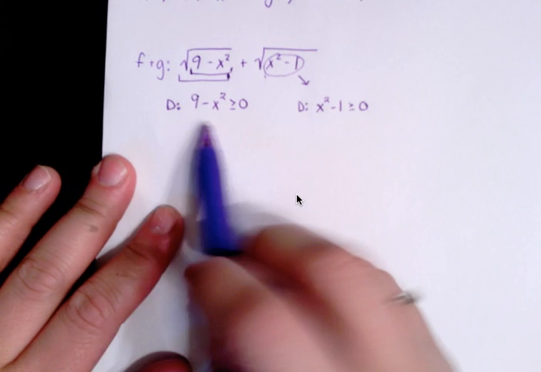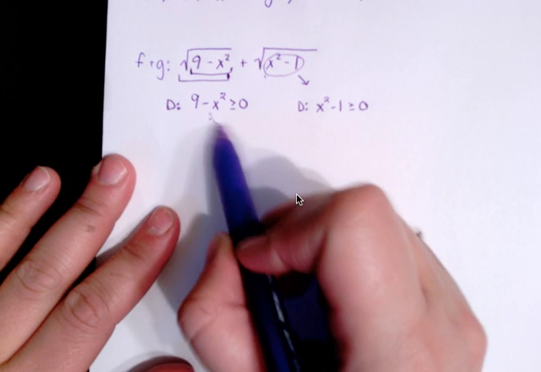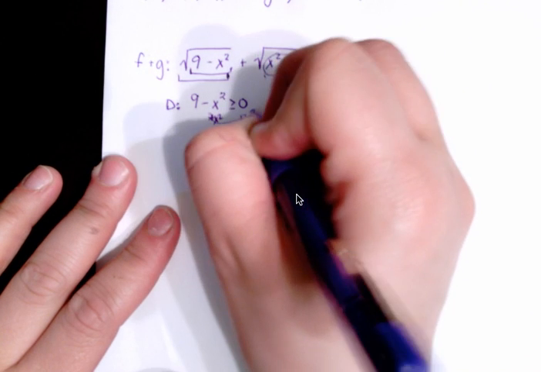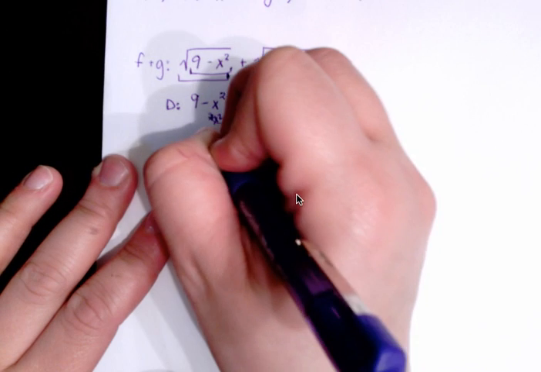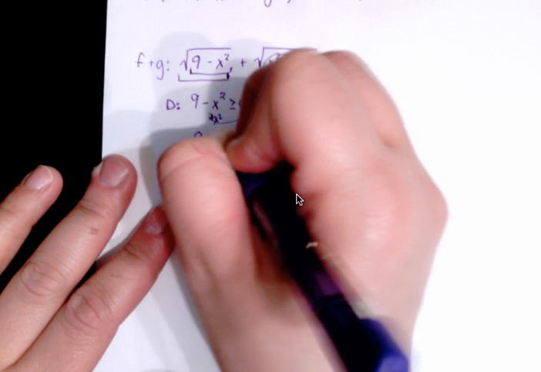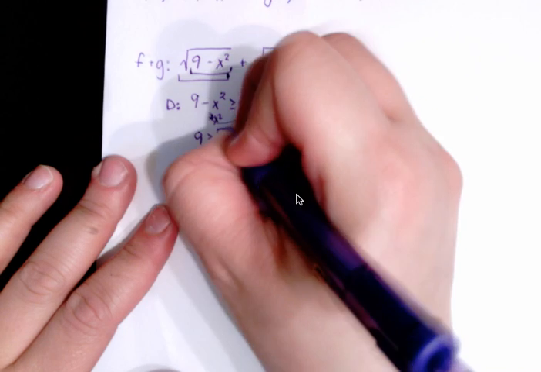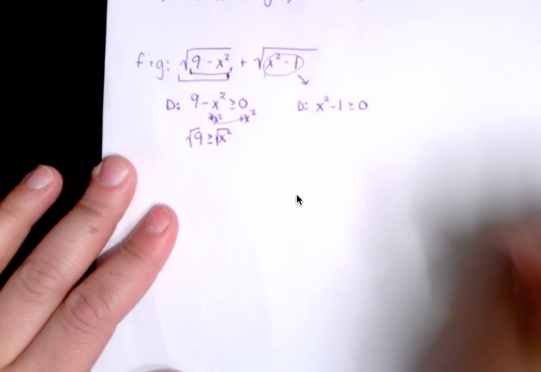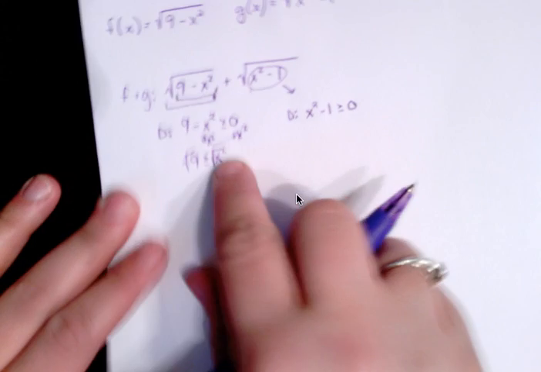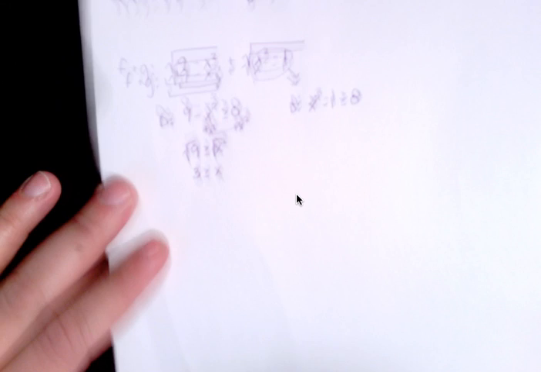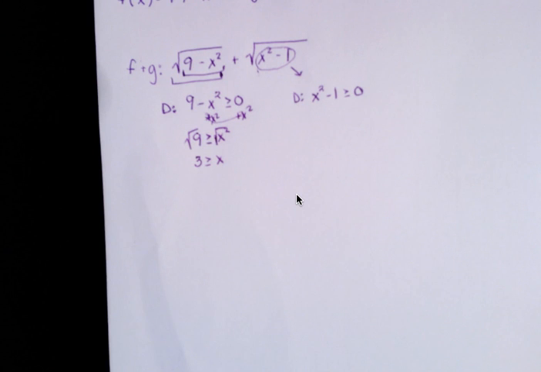So if I solve this, I'm going to move this x squared over to the other side by adding x squared. So I get 9 is greater than or equal to x squared. And then to get rid of that squared, I'm going to take the square root of both sides. Remember, when you take the square root of something squared, you get the positive version. So x is less than or equal to 3. But then you also have to think of the negative numbers.